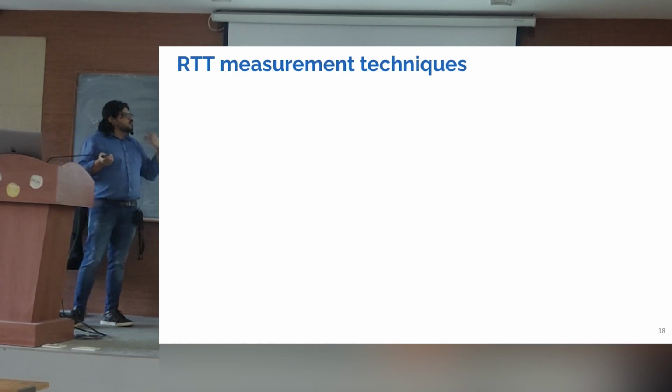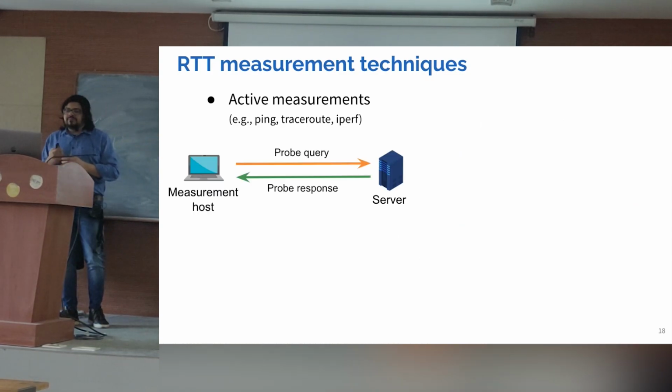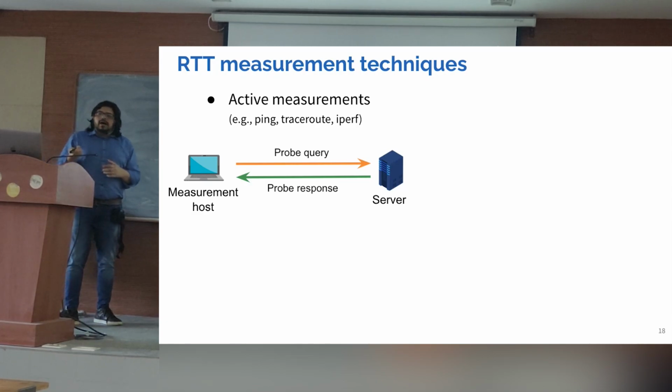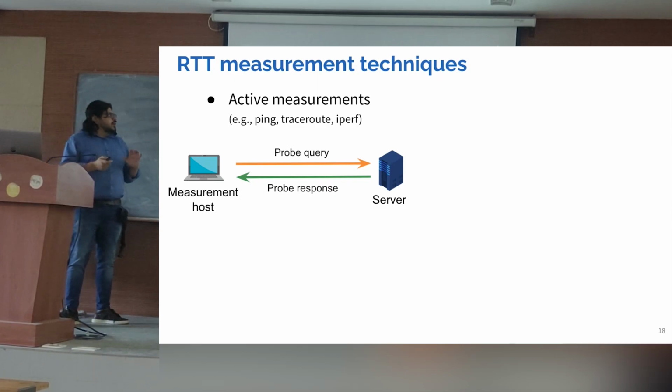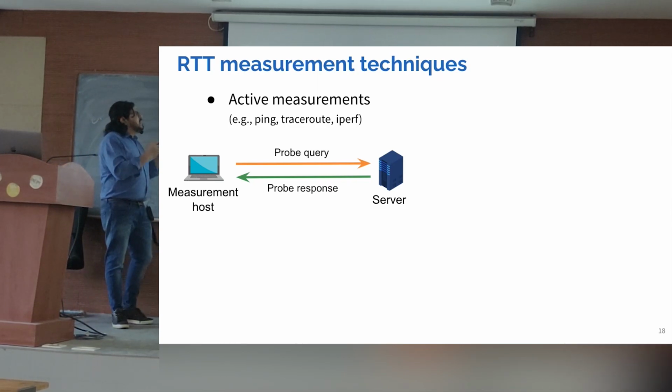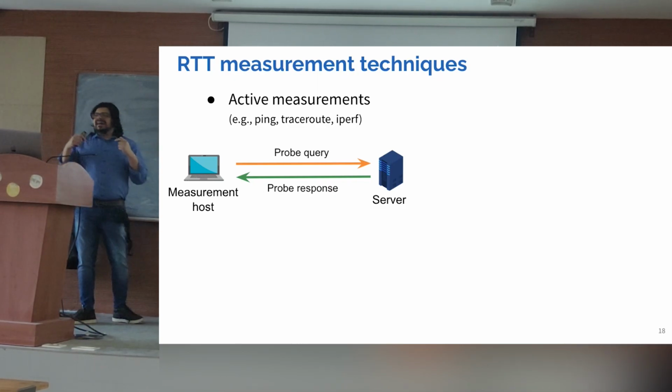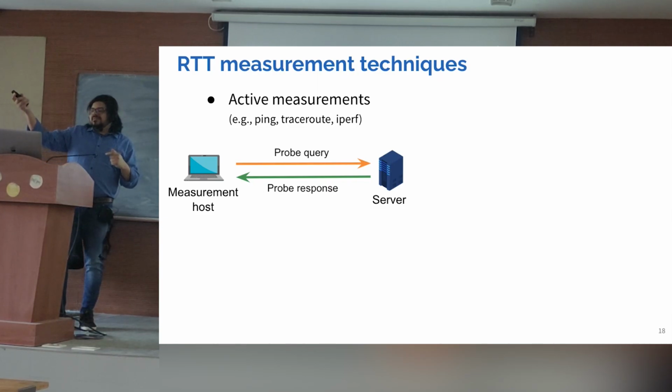Now, what are the traditional RTT measurement techniques? So one way to do this is by doing active measurements, which means someone actively goes and pings some server. So you have all used this, I guess, whenever you've had trouble with your internet, you ping google.com or something.